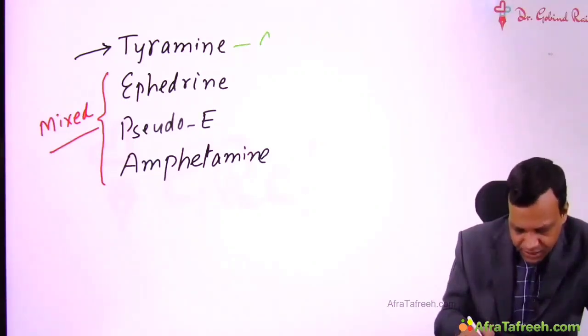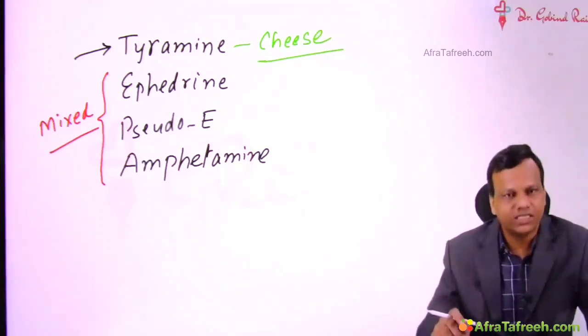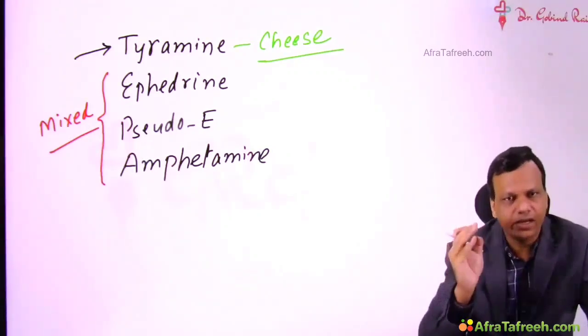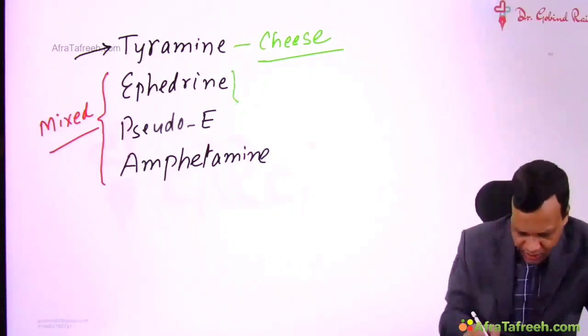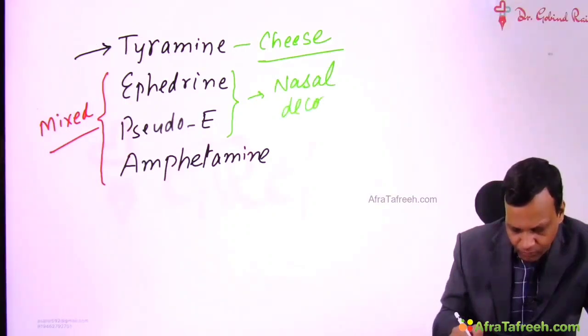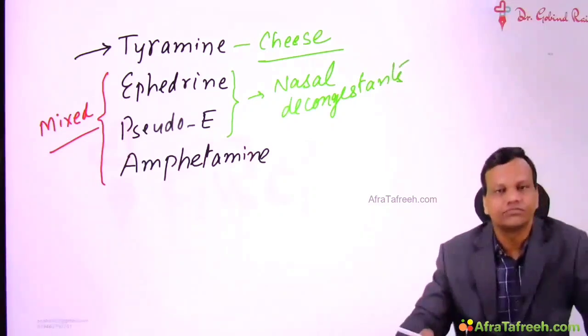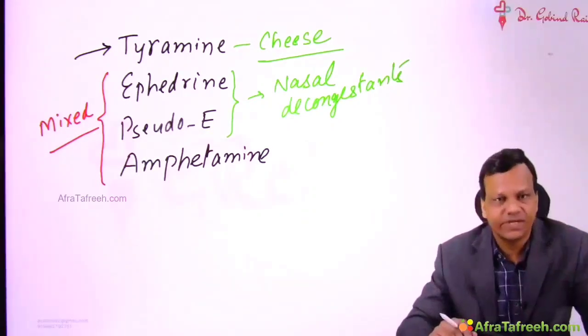Now important points regarding the individual drugs. Tyramine is present in large quantities in cheese. Cheese contains plenty of tyramine. The clinical importance we will discuss a little while later. Next 2 drugs, ephedrine and pseudoephedrine, they act as nasal decongestants. So they are used in cold when the nasal congestion is present.